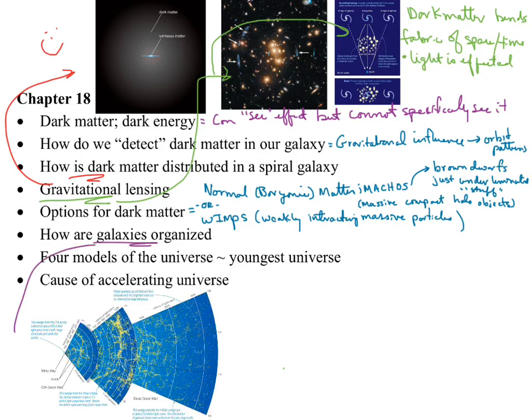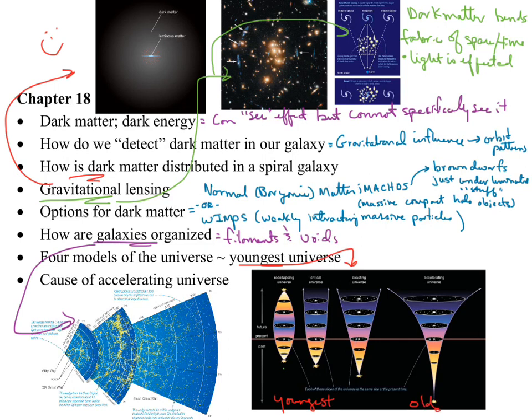How are galaxies organized? They're organized in clusters, and clusters are organized in superclusters, but galaxies are formed on filaments around void areas. The 4 models of the universe look like this. The youngest model would be the recollapsing one. The oldest model would be the one we believe is currently the case, the accelerating universe. The cause of acceleration is dark energy.